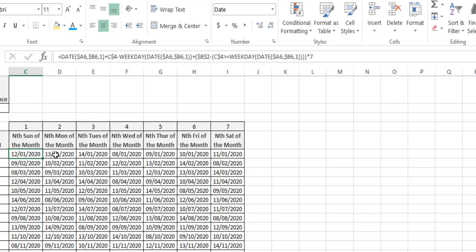The second Monday was on 13 Jan. The second Tuesday was on 14, and so forth and so on. Sometimes we need this kind of dates. For example, your organization or your institute is giving salaries on the second Sunday or second Monday or second Tuesday.